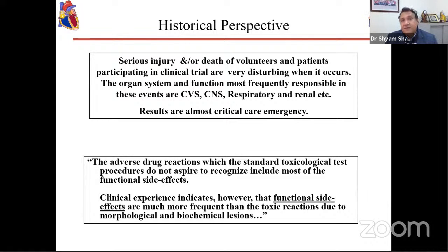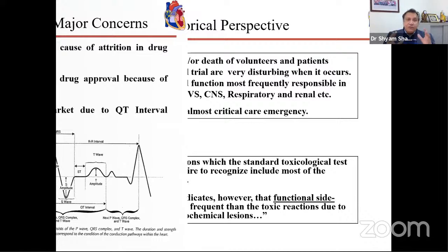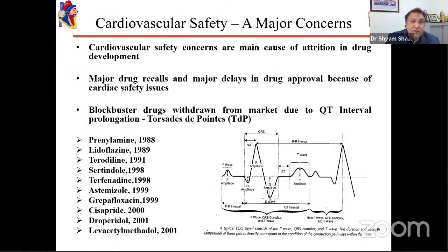Most of the time with tox studies, I think before me Dr. Vikas Meriwar talked about acute, subacute, and chronic toxicity studies that need to be done. Those studies do not look at whether these molecules are going to alter the physiological functions of the body. Now you can see that cardiovascular safety is one of the major concerns. Most of the drugs that have been withdrawn from the market, let me name a few, blockbuster drugs like terfenadine, which most of you would be knowing about.